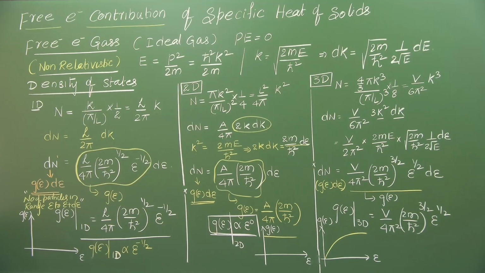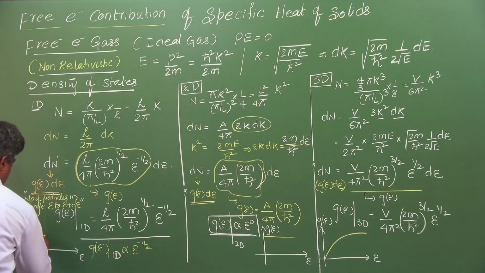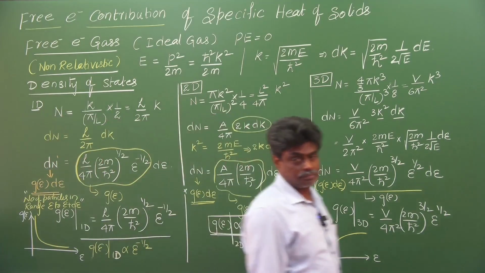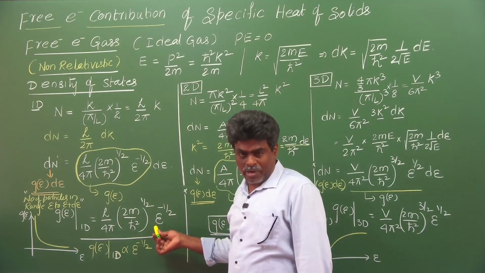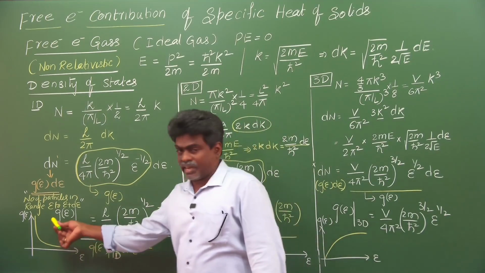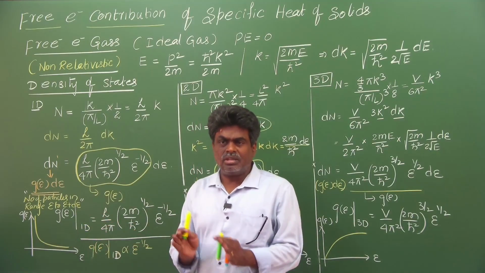G is proportional to 1 by e raised to minus 1 by 2. As e is tending to 0, what will happen? Or e is tending to infinity, what will happen? 0. So e is tending to 0, infinity. E is tending to infinity, 0. Or else this is 1 by e power minus 1 by 2. Bring this side, then g into e power something equals constant, x into y equals constant.